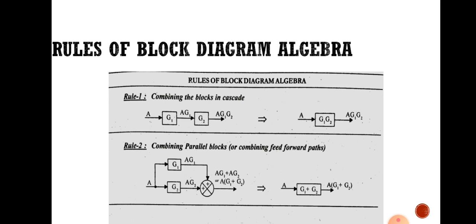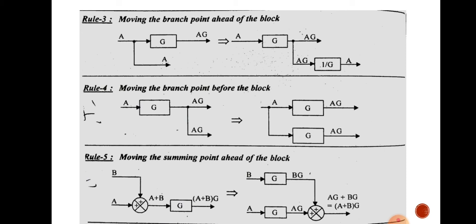Okay, that's the thing. Next is the third rule, moving the branch point ahead of the block. Here there is a block with a gain or transfer function G, and there is a branch point before that block. A directly goes to G, and the branch point gives A itself. So the outputs are AG and A, and our requirement is that the branch point should be moved ahead of the block, so the branch point will be after the gain block G, but we should get the same result as in the previous case. Our result should be AG and A.